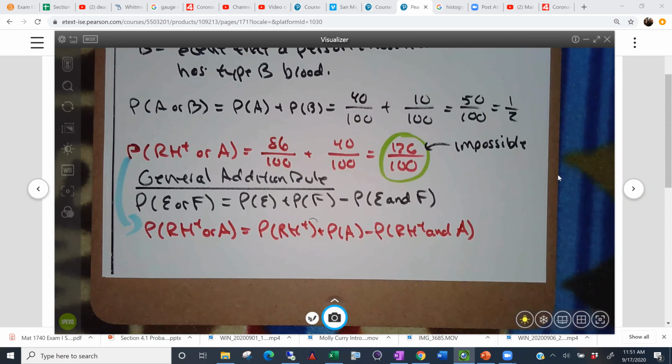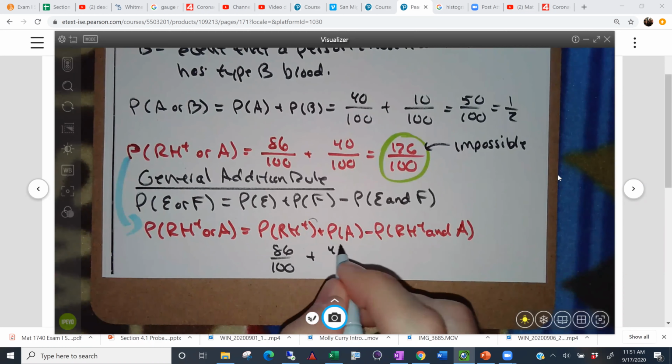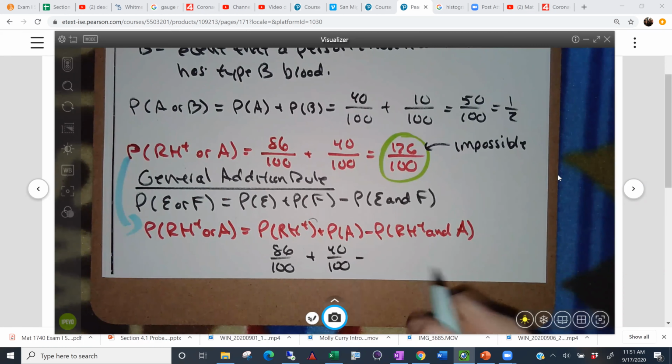So let's see how that changes our calculation. Probability of RH positive, we already did that one. That was 86 over 100. Probability of A was 40 over 100. But now we've got to envision what the probability of RH positive and A is. What's that? Well, it's going to have to be something over 100.